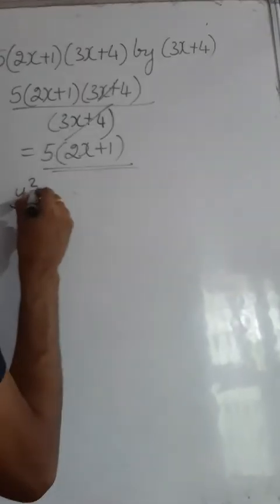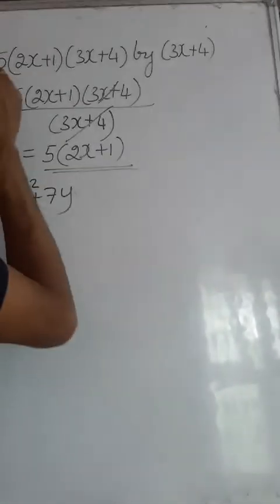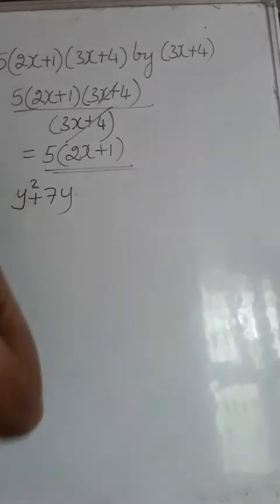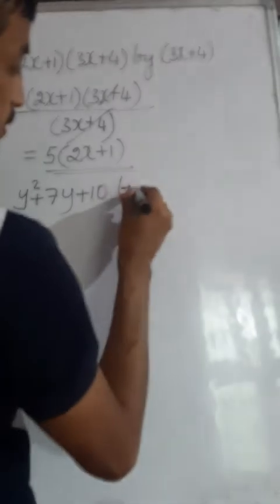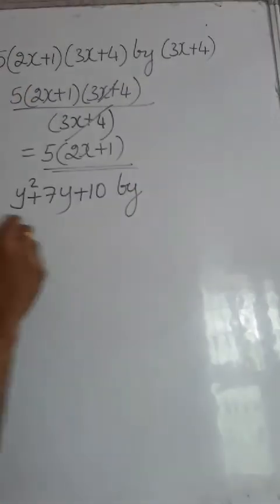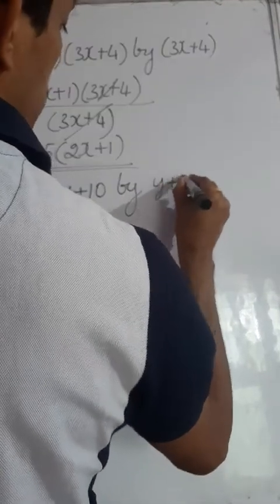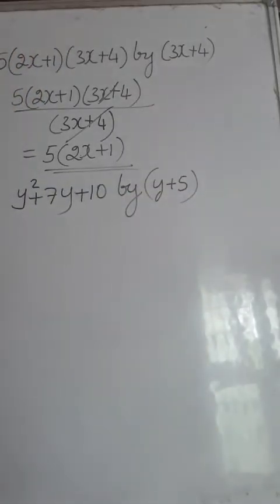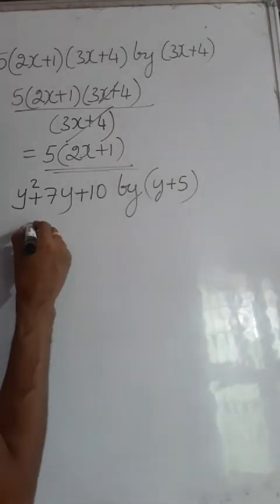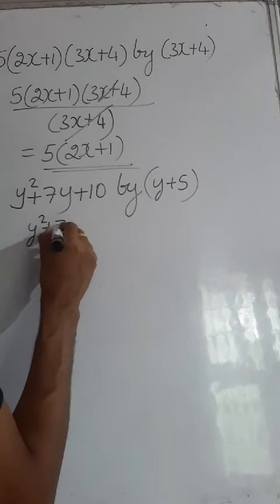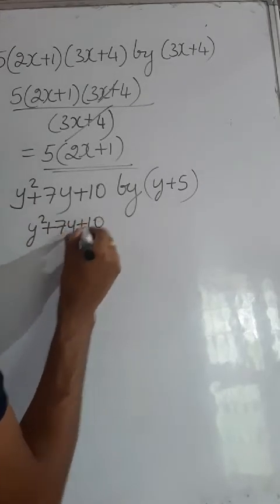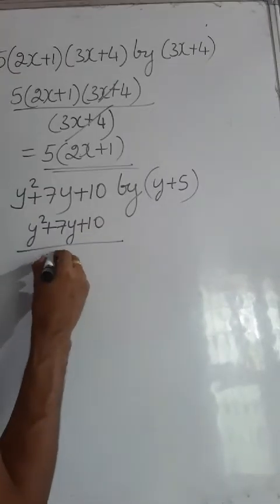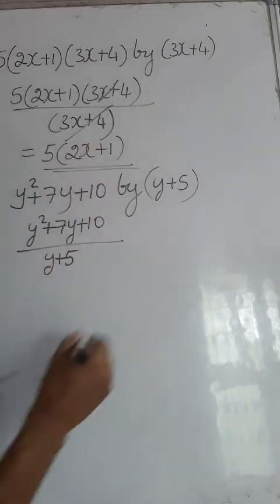If you want one more sum, y square plus 7y plus 10 divided by y plus 5. I think 3 sums we have completed; this is the 4th and 5th. Little work is there for this sum, because you know the method, you already solved whatever you studied. Now you are applying it while dividing a polynomial by another polynomial.